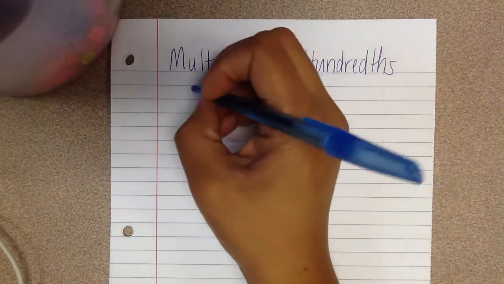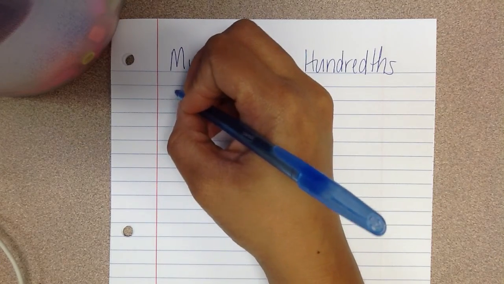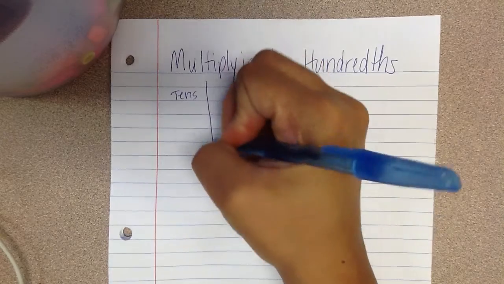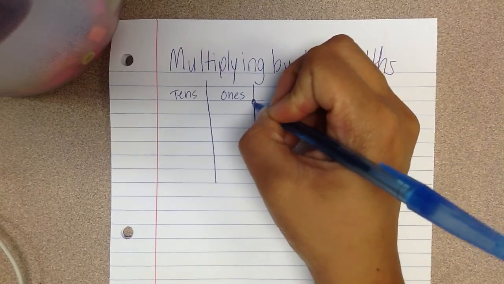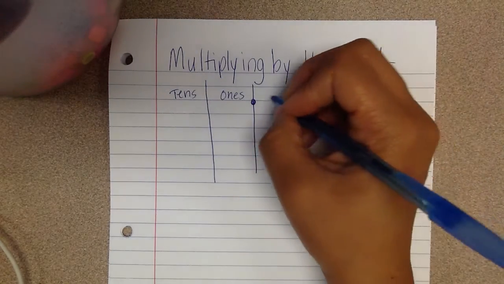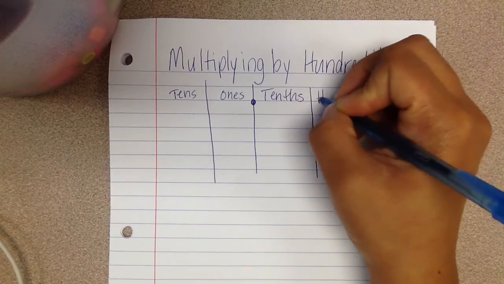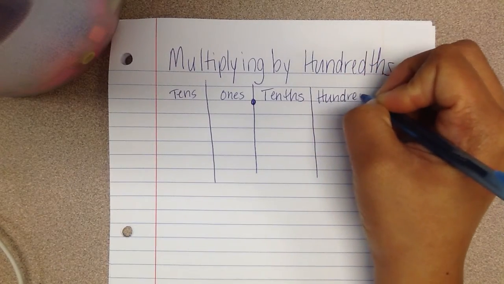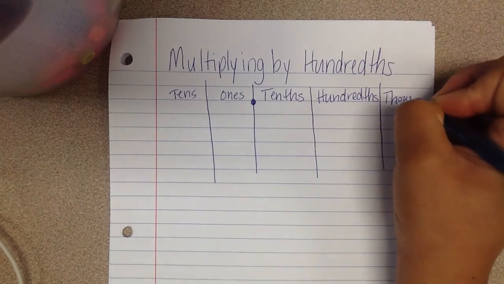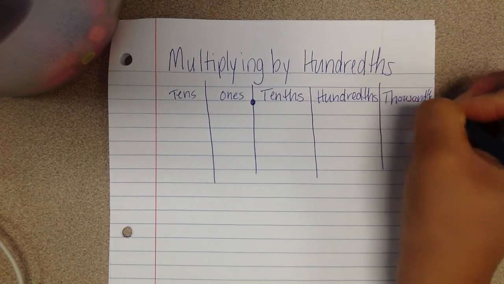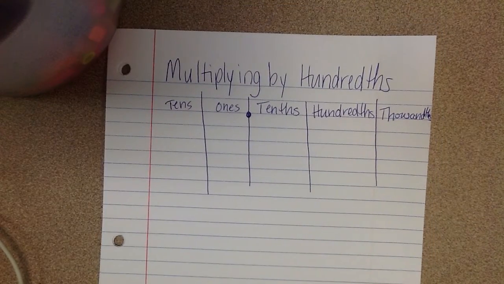And I just want us to sketch out a quick place value chart. So here I have the tens, that's the whole number, I have the ones, my decimal lies right here. Beside the ones place, I have the tenths, I have the hundredths, and I have the thousandths. Okay, and I just want to go over some place value concepts that we've discussed.